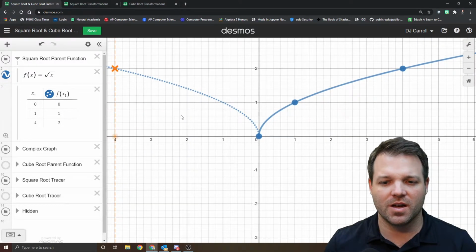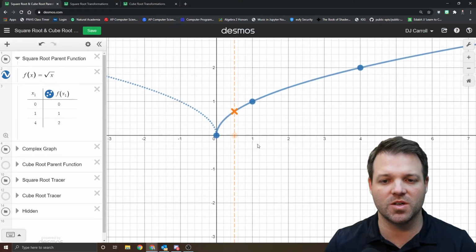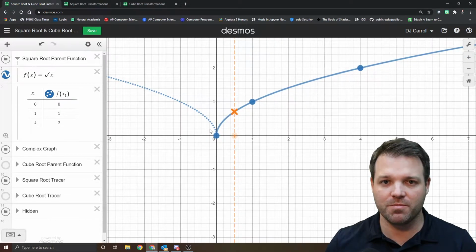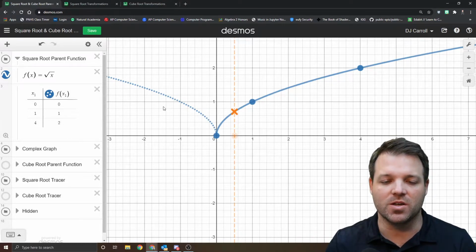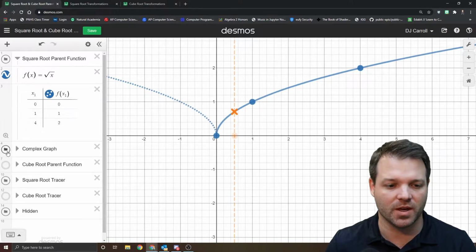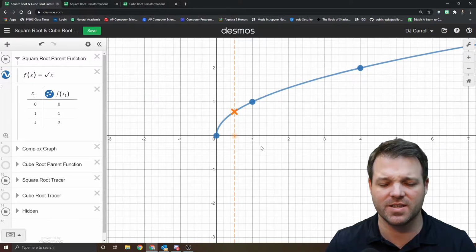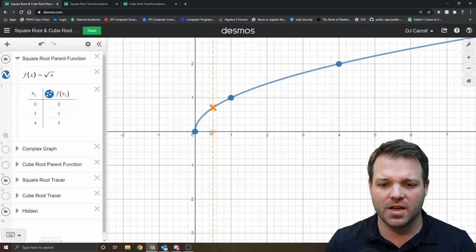Okay, so even though this technically does not exist on this graph, I just wanted you to be aware that that piece is still out there somewhere. It just doesn't happen to be graphable on the real plane. Okay, all right, so let me go ahead and take that off here. And so there you go.